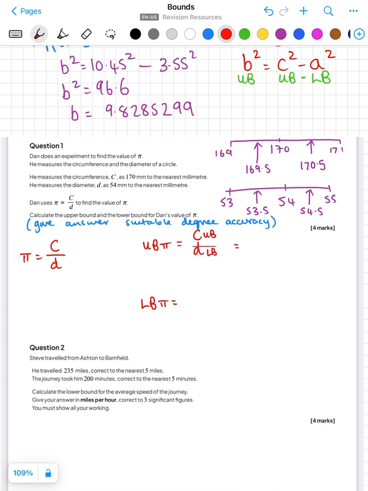So in the context of this question, if you're trying to find the upper bound and we have a division, you're going to be doing the upper bound numerator divided by a denominator of the lower bound. And that will be vice versa if we were finding the lower bound. That's lower divided by upper.